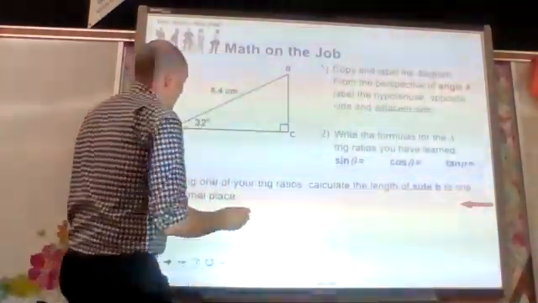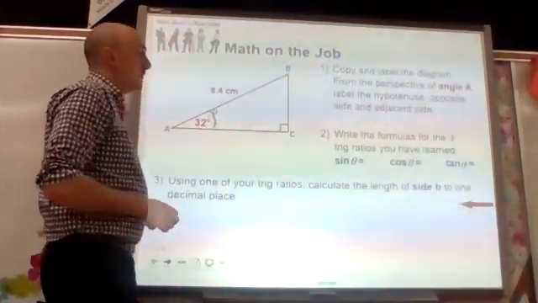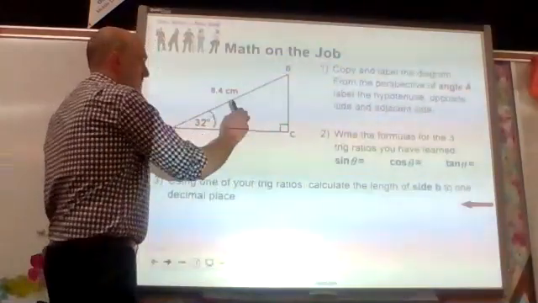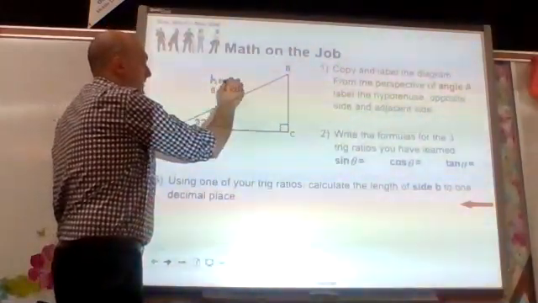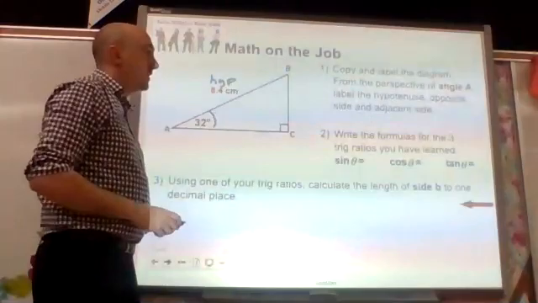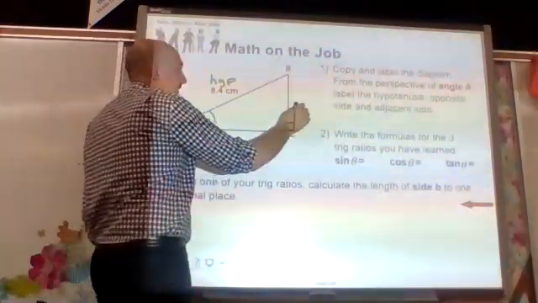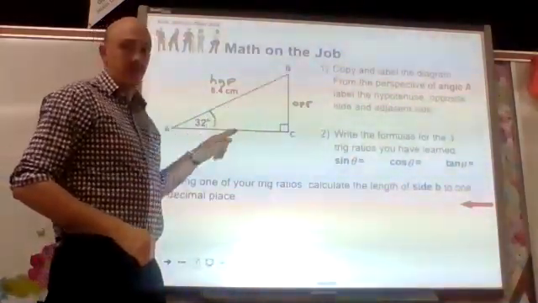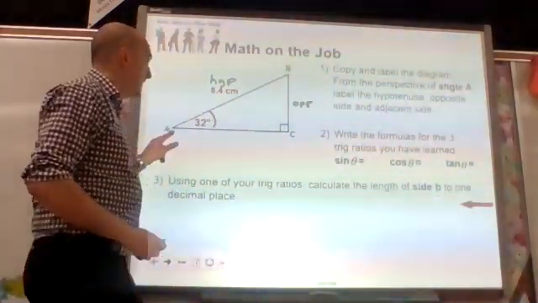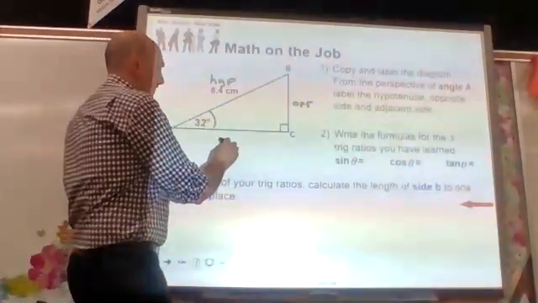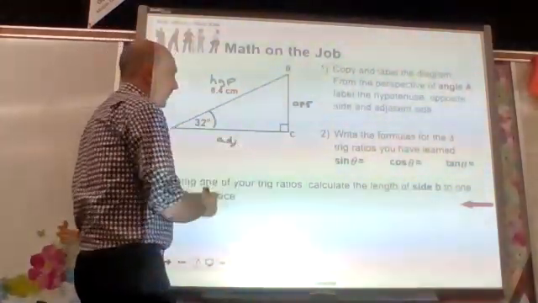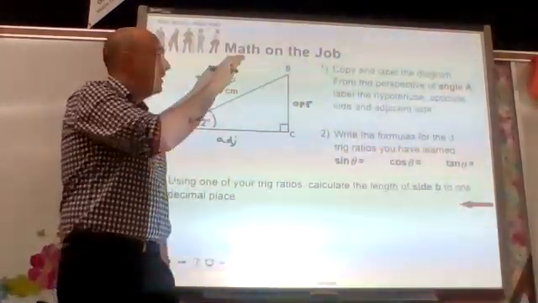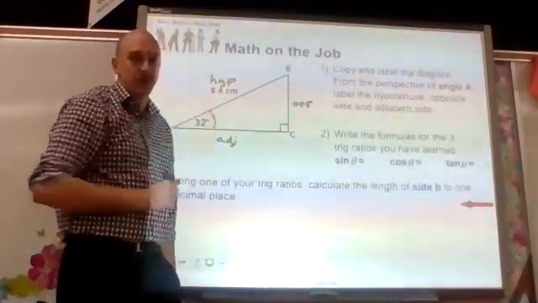So this is my angle A. Label the hypotenuse. Hypotenuse doesn't care if it's angle A or angle B. It's always across from the right angle. So that one's easy. That's my hypotenuse. The opposite side from angle A is going to be here. If we were doing angle B, of course, it'd be down here, right? So from angle A, this is my opposite side, and this is my adjacent side. It's always going to be one of your first steps, drawing the diagram, labeling your opposite, adjacent, hypotenuse.